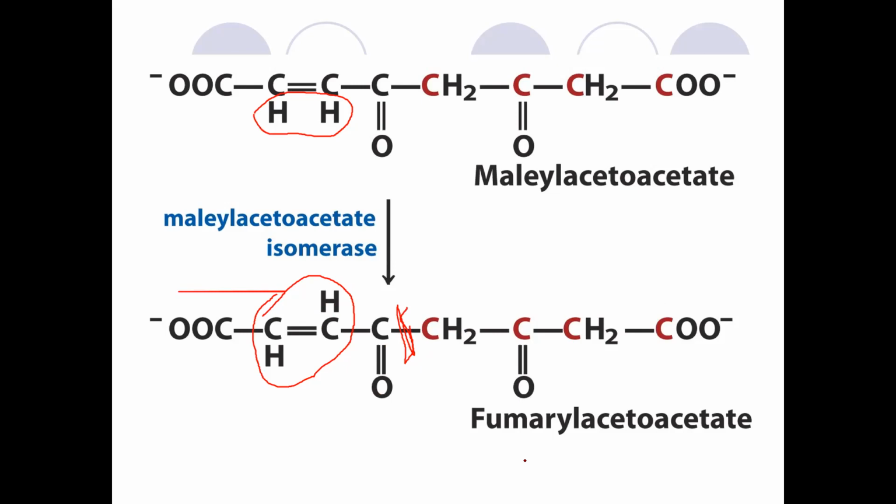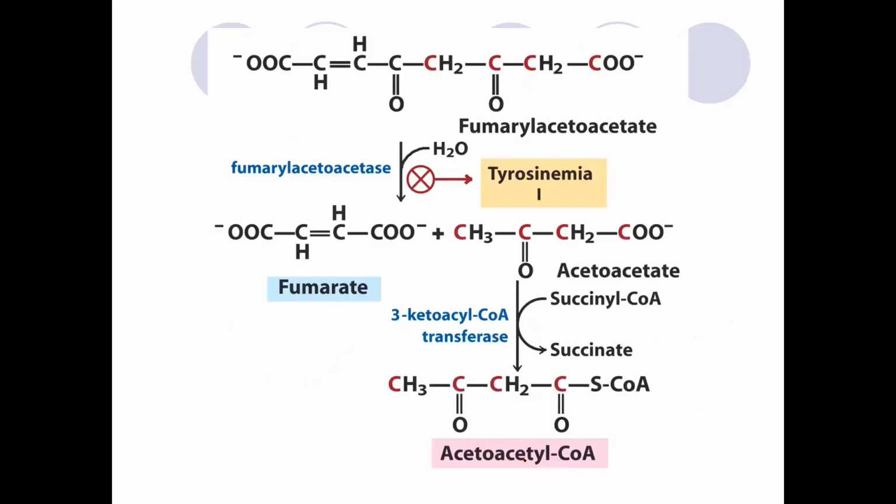fumarylacetoacetate, and then fumarylacetoacetase, also known as fumarylacetoacetate lyase or fumarylacetoacetate hydrolase, will convert fumarylacetoacetate to acetoacetate, and fumarate will then enter the Krebs cycle, and acetoacetate will then be converted to acetoacetyl coenzyme A, which will then be converted to acetyl coenzyme A. Mutations that affect the ability of cells to break down fumarylacetoacetate will also cause tyrosinemia.